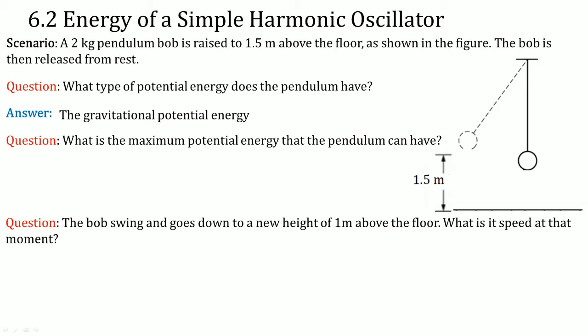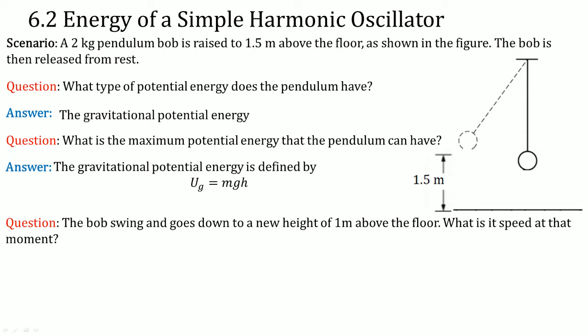Question: what is the maximum potential energy that the pendulum can have? Let's look at the answer. The gravitational potential energy is defined by mgh: mass, gravity, and height. Plug in the values. The mass is 2, the gravity is 10, and the height is 1.5 meters. You should now get 30 joules. That is how much the gravitational potential energy is at that moment.